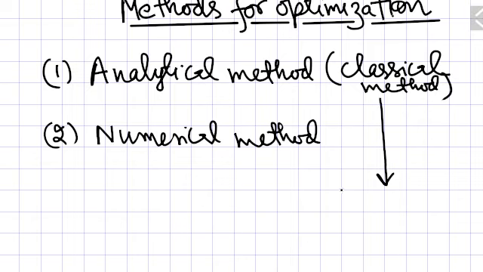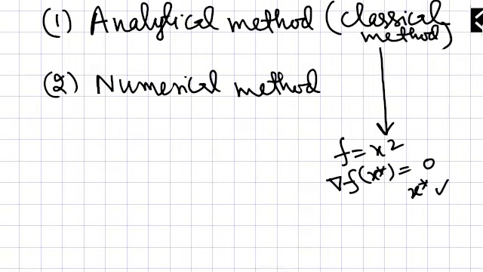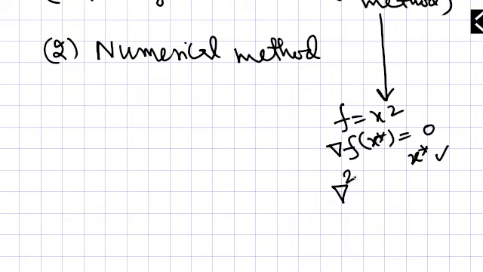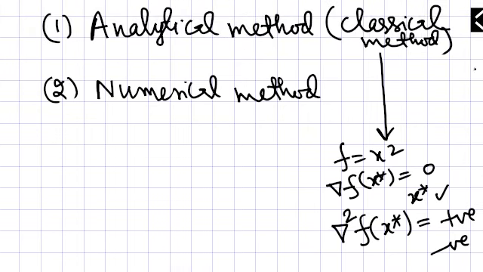For example, some function is given. The first step is that you differentiate it, and after that you make it equal to 0. You get a stationary point, and after that you again double differentiate this function at this point, and you see whether it is positive or negative. Based on this you decide whether the function has a minimum or maximum value. So this is the analytical approach, and this approach has limitations.